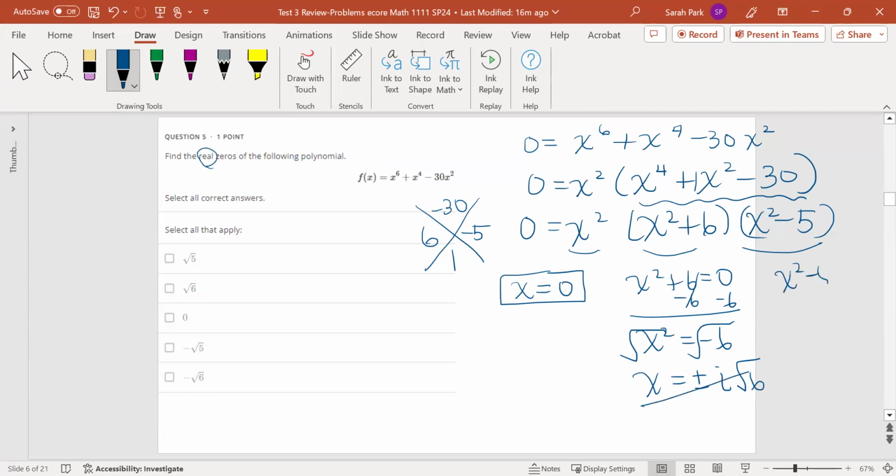So we have x squared minus 5. We set that equal to 0. Add 5 to both sides, and we get x squared equals 5. Take the square root, and we get x is equal to plus or minus the square root of 5. Okay, so we have 3 solutions: 0, negative square root of 5, and positive square root of 5.